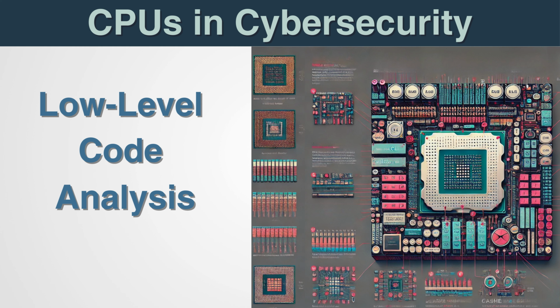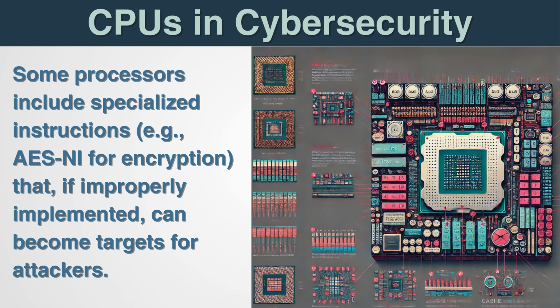When reverse engineering malware, it's essential to understand how the CPU interprets and executes code at the assembly level. This knowledge helps in identifying obfuscated code paths, instruction-level manipulations, and hardware-specific exploit techniques. Some processors include specialized instructions, like AES-NI for encryption, that, if improperly implemented, can become targets for attackers. A nuanced understanding of these extensions is critical for both developing secure software and for forensic analysis in breach investigations.